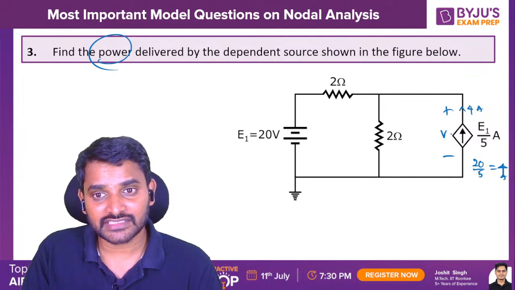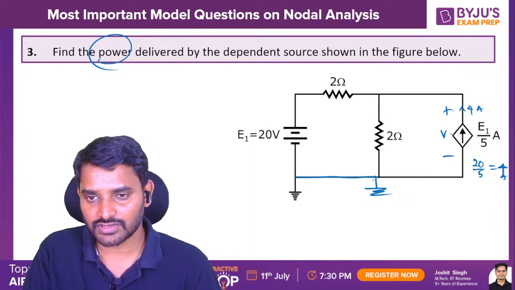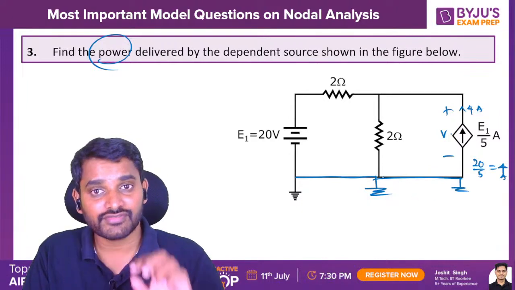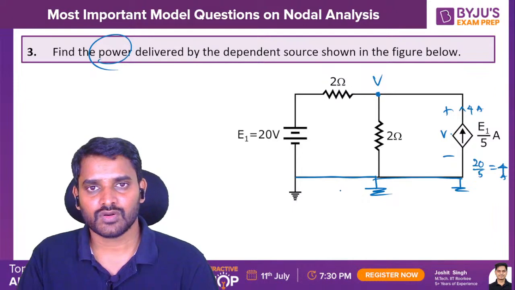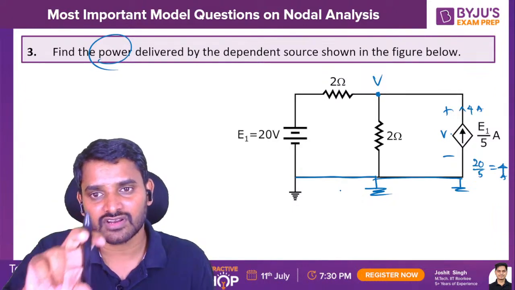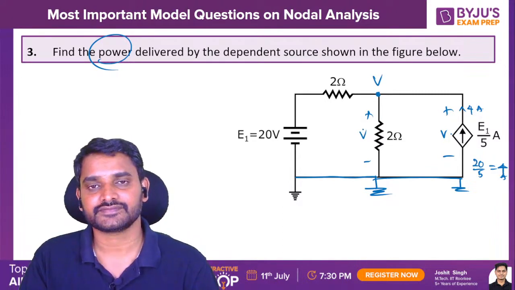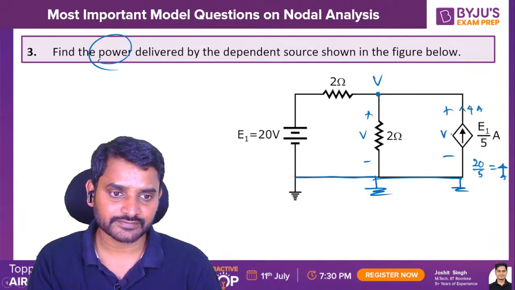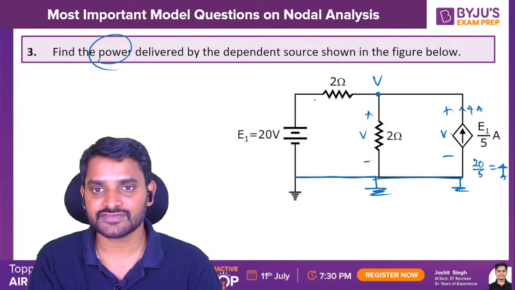Now, how do you calculate that voltage? You can take, already it has given ground. So you can take this also as ground. Now from the ground to this point, the voltage is V. The voltage across the dependent current source and the voltage across the 2 ohms resistance are the same because they are connected in parallel. Now, can you tell me what is V? Very good, Shekhar.